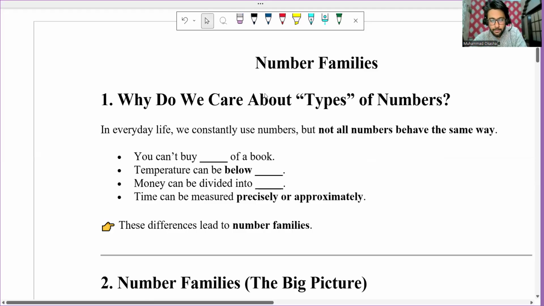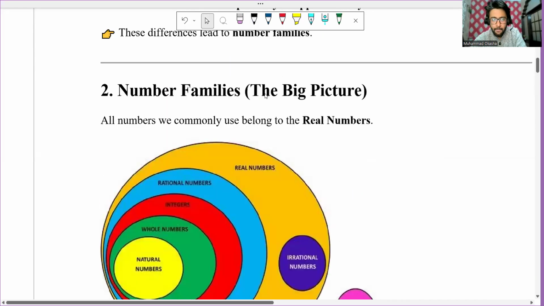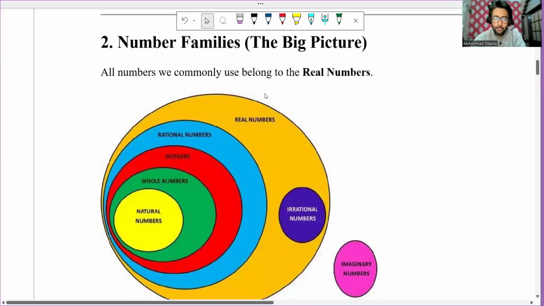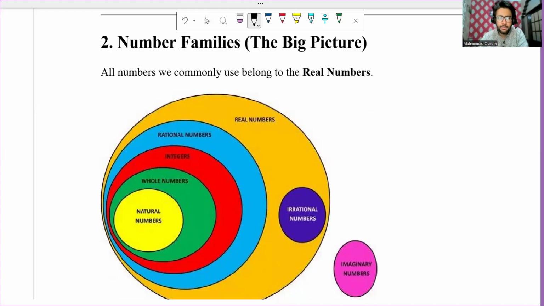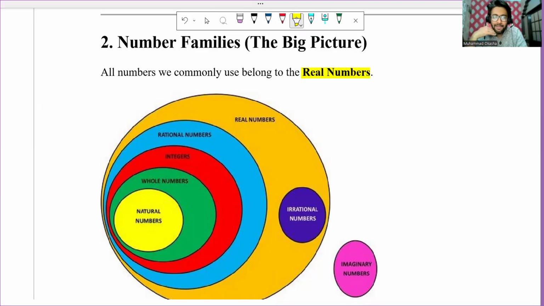Now, what are number families? This is a sort of diagram, a way to represent the number families, right? All the numbers that we normally use in our daily lives belong to real numbers. There is another number system which is called complex numbers, but we won't get into complex numbers right now. All the numbers that we use in our daily lives, almost, are real numbers. Complex numbers have a use too, but they have highly technical applications.